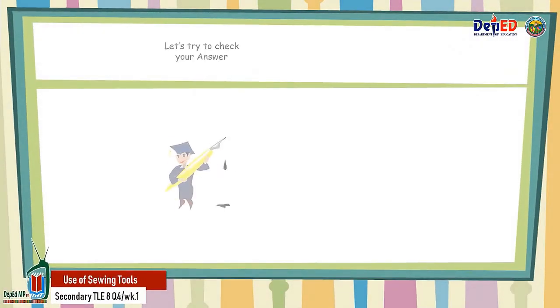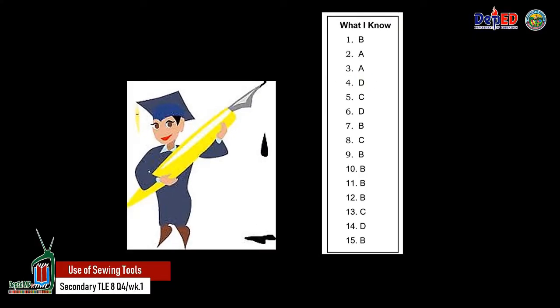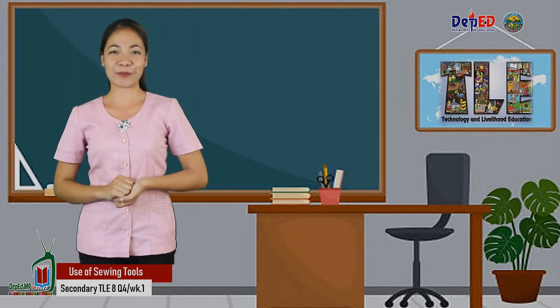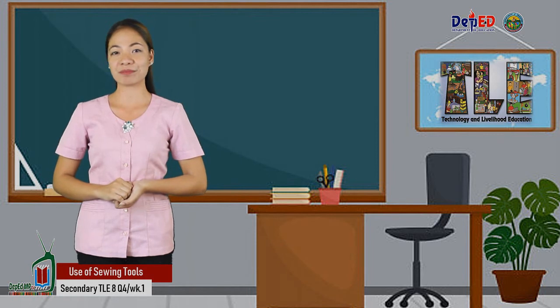Let's check your answers. You can see now the answers for items 1 to 15. How was your score? If you got 15, well done. If you got 10 or 5, it's a good try. No worries, you still have a chance for the next activity.